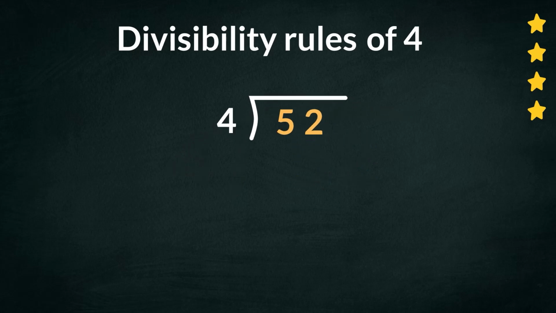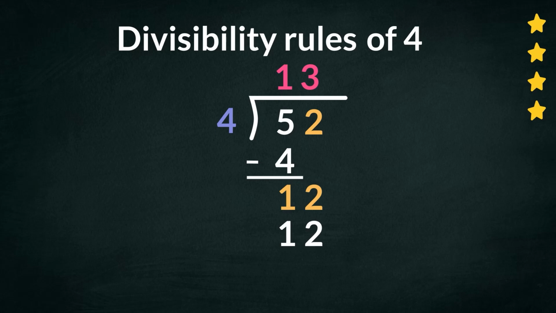Let's do some quick long division. We need one 4 to almost reach 5, so 1 should go on top. 5 minus 4 equals 1. We bring 2 down to make 12 and continue. To reach 12, we need exactly 3 fours. So 3 goes to the top. 4 times 3 equals 12. 12 minus 12 equals 0.